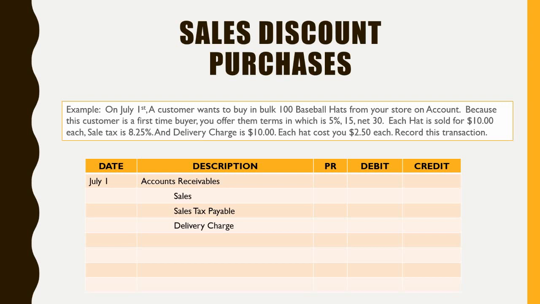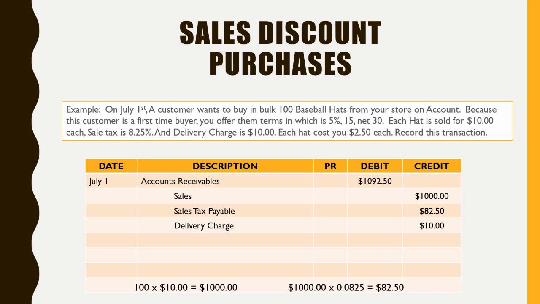So in this case, we recognize the full amount, which is $1,092.50. 100 hats at $10 each is $1,000. Tax on that is $82.50, plus $10 of delivery charge, gives a grand total of $1,092.50. Now, since we've earned our sales, we need to update our inventory. If it cost me $2.50 per hat, how much is my total cost of goods sold?